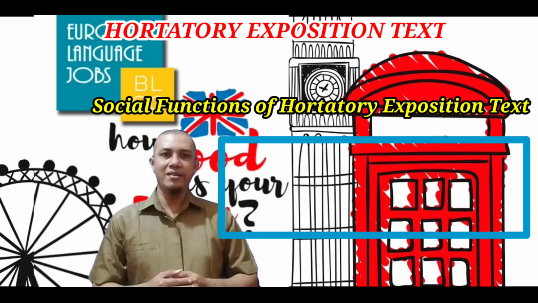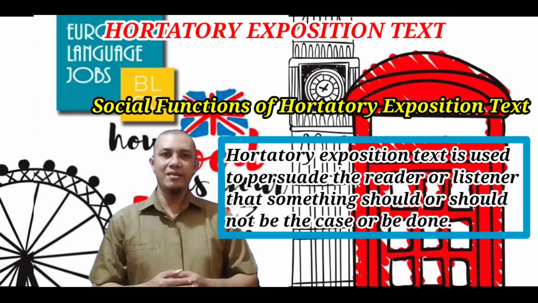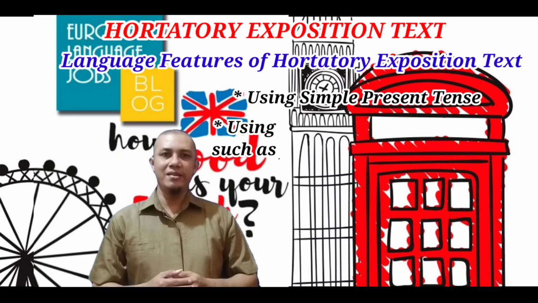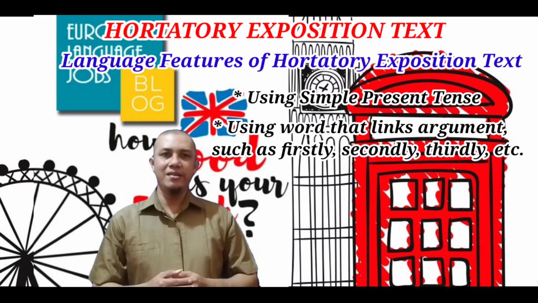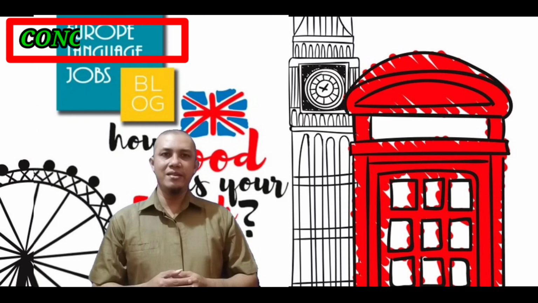Social function of hortatory exposition text. Hortatory exposition text is used to persuade the reader or listener that something should or should not be the case or be done. Here are the language features of hortatory exposition text. Here is the conclusion.